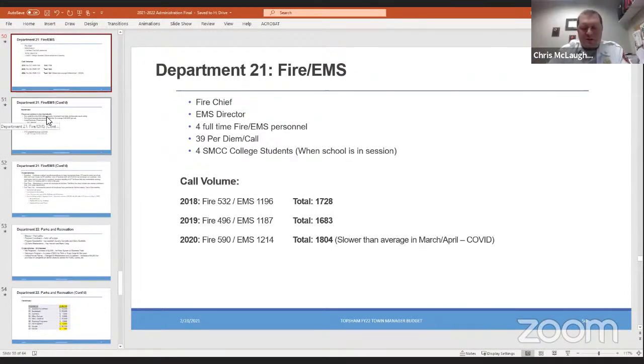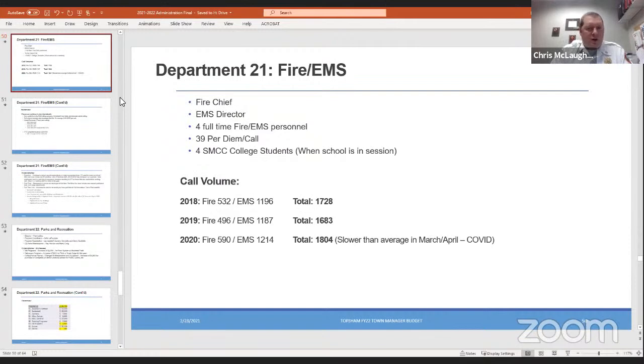Good evening, everyone. Chris McGlaughlin, the Fire Chief. I'm going to try to make this quick as well. A quick overview of the department. As you can see on the screen, we have a Fire Chief and EMS Director who also serves as the EMA Director, 4 full-time firefighter paramedics, 1 per shift, and a complement of 39 currently per diem and call members. We also have 4 SMCC college students that are here while school is in session, and they come and go during classes.